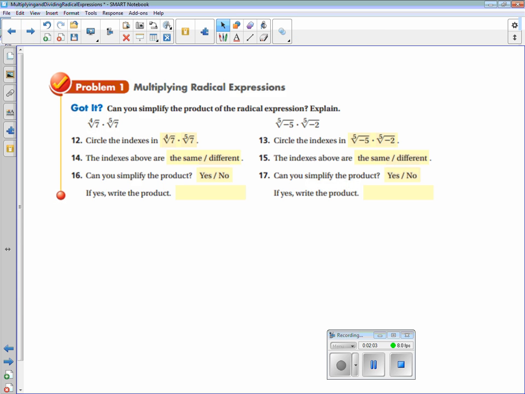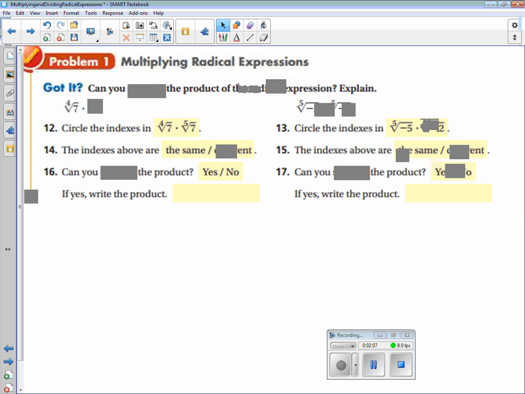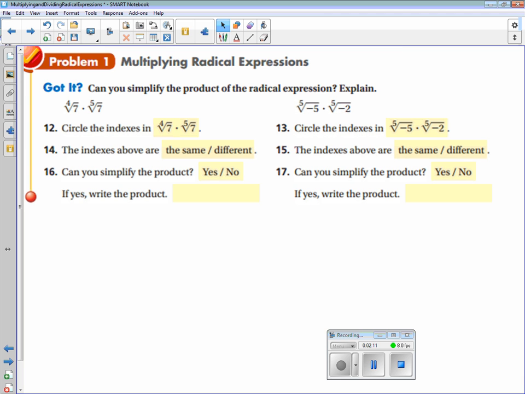Okay, so if we would, we're going to simplify, and these are the things you kind of already did. Okay, actually, well, don't even write this one down yet. I'll show you the one that I want you to write down. Just watch for now. We're going to circle the indexes. We have 4 and 5. Are they the same or are they different? They're different. Can I simplify them if they're different? No. Okay? So, can't do it.